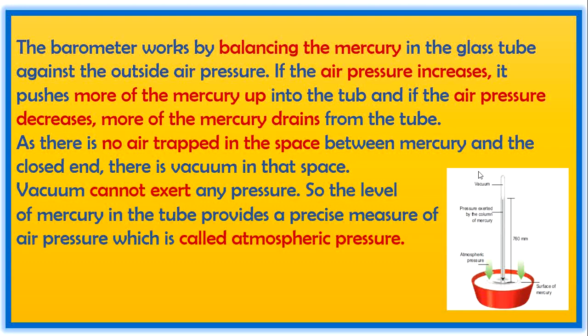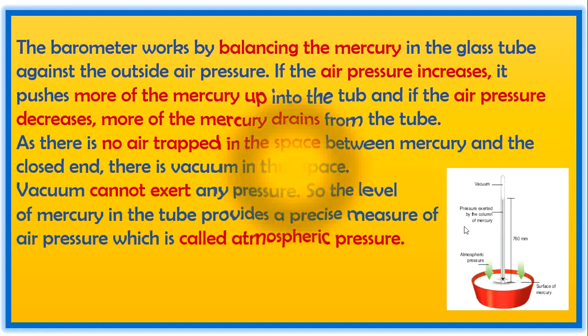So the barometer works by balancing mercury in a glass tube against the atmospheric pressure. If the pressure increases, the mercury moves into the tube. If the pressure decreases, the mercury drains from the tube. If there is no air, no pressure, then the gap between the end of the mercury and the closed end is called a vacuum, and this vacuum does not produce any pressure. By using this method, we can measure the atmospheric pressure very accurately.